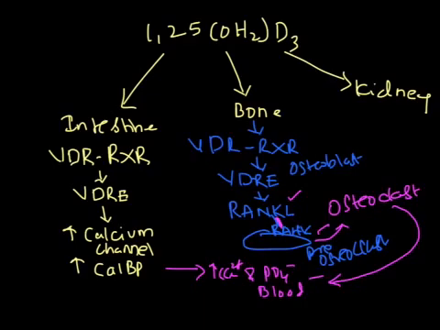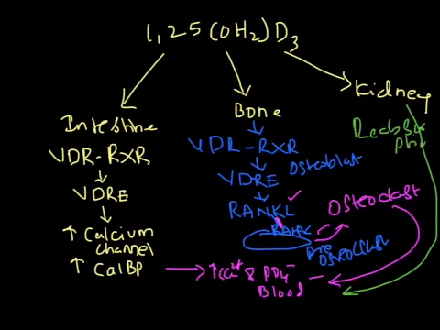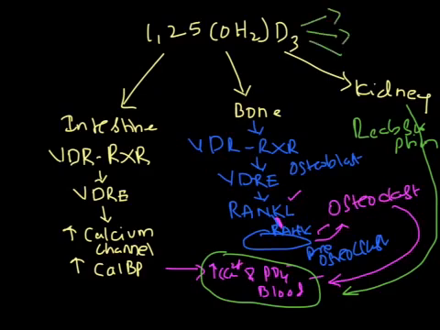Now 1,25-dihydroxycholecalciferol will also go to the kidney, and it increases reabsorption of calcium and phosphate from the renal tubular cells, and maintains calcium phosphate levels in the blood. So this is about the function of 1,25-dihydroxycholecalciferol. Apart from these three major organs, it is going to act on a variety of tissues in our body. Vitamin D has a role in insulin sensitivity, thereby it prevents diabetes mellitus.